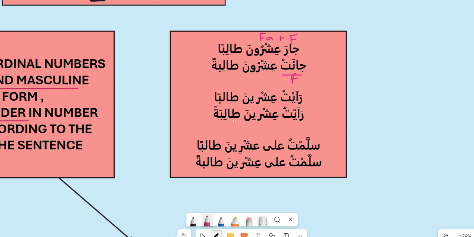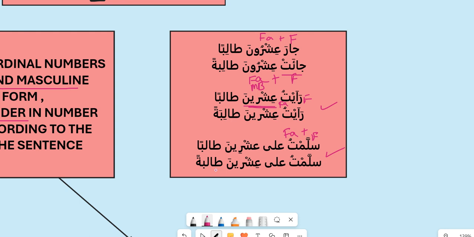What about in Majroor cases? Sallamtu means to greet, and this is fail, and we have the file damir too for mutakallim. Ala is harf jar. So if this is harf jar and a number is coming after the harf jar, it falls in majroor case, and it will show its majroor position by ya wa noon. Sallamtu ala ishrina taliban. Sallamtu ala ishrina talibatan. Feminine, right? So this is all about the rules of 11 to 20, the opposite and everything.